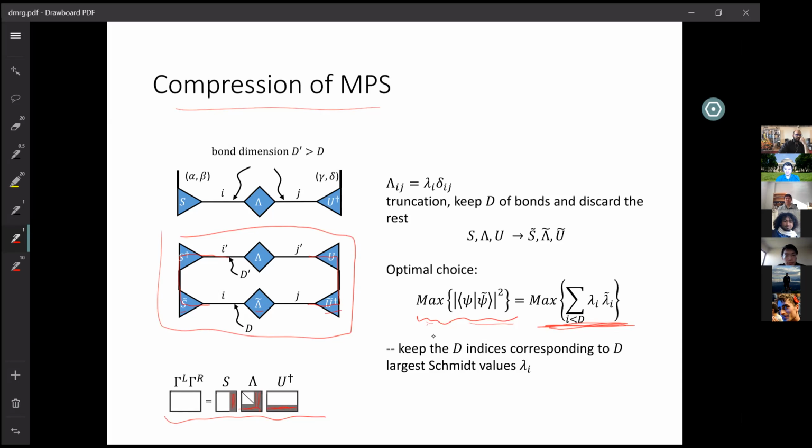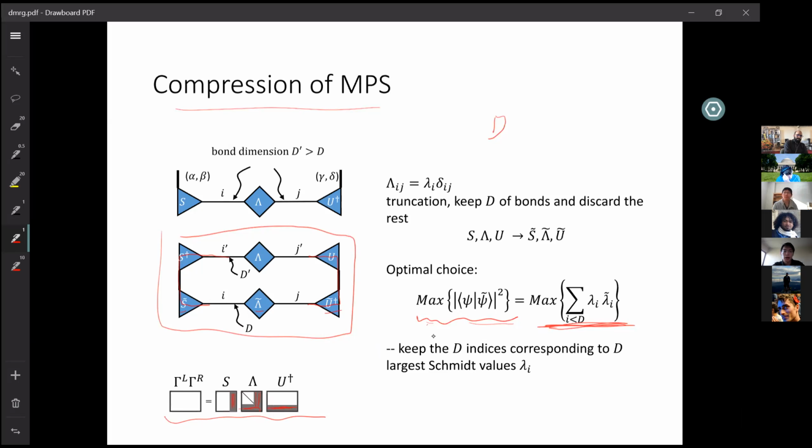Okay. So let me see if I understand. You choose some value of D, and then you pick the D largest eigenvalues. Right. So D is previously chosen, and it's kept fixed throughout the algorithm. Yes.